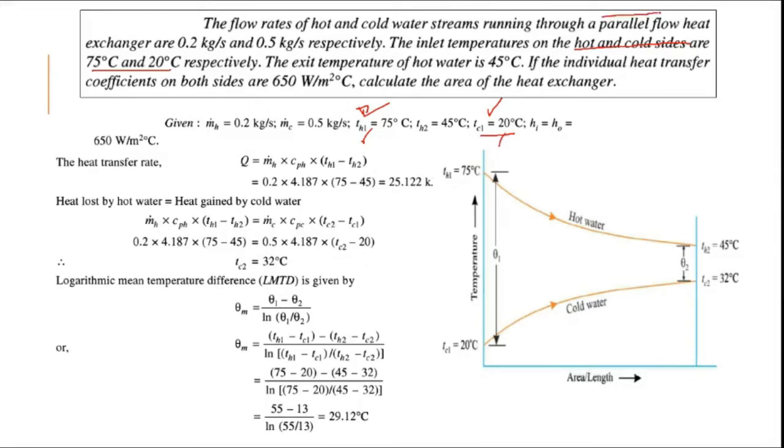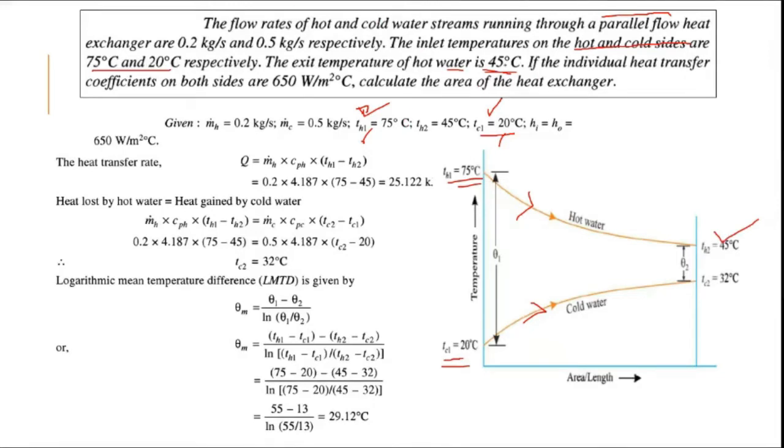It was a parallel flow heat exchanger, so the fluids will be entering from the same side. So here we have marked 75 and here we have marked 20. Now the exit temperature of hot water is 45 degrees Celsius. So this is the TH2 value for us. TH2 is equal to 45 degrees Celsius.